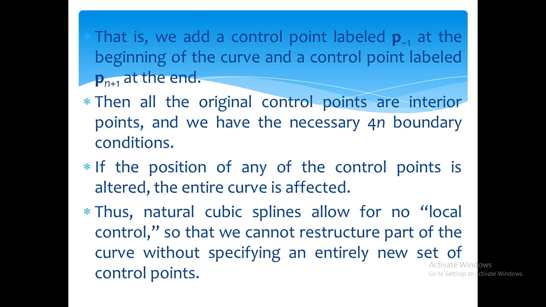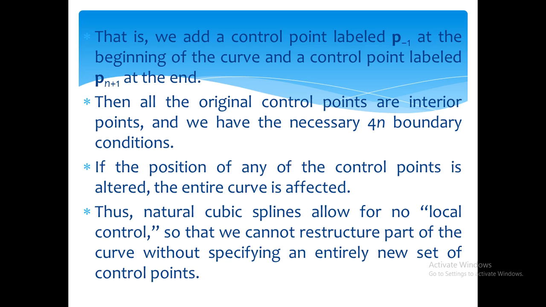Means if you have four control points, then by adding these two control points you will get 6 control points, but these two are dummy, just to calculate the boundary conditions, right? Then all the original control points are interior points, and we have the necessary 4n boundary conditions. Already you know that we have the necessary 4n boundary conditions for interior points, right? Now in this case total boundary conditions are 4n minus 4, but if you add these also, total you will get 4n boundary conditions here, right?